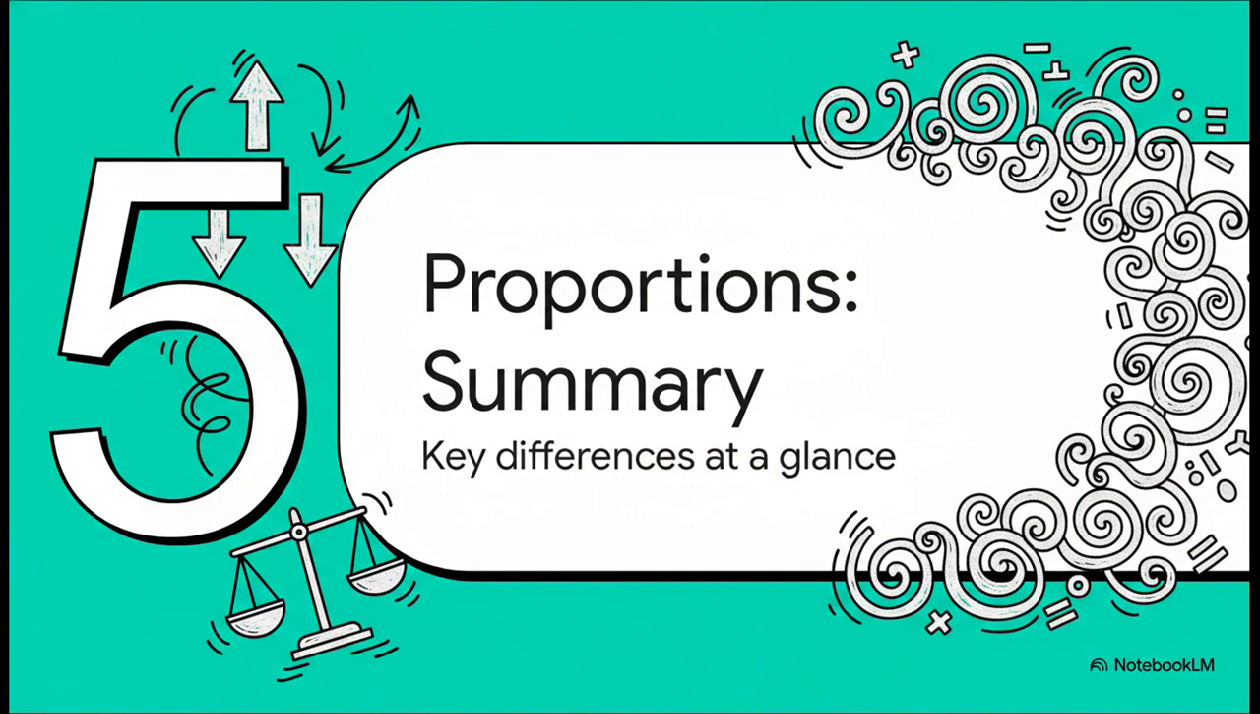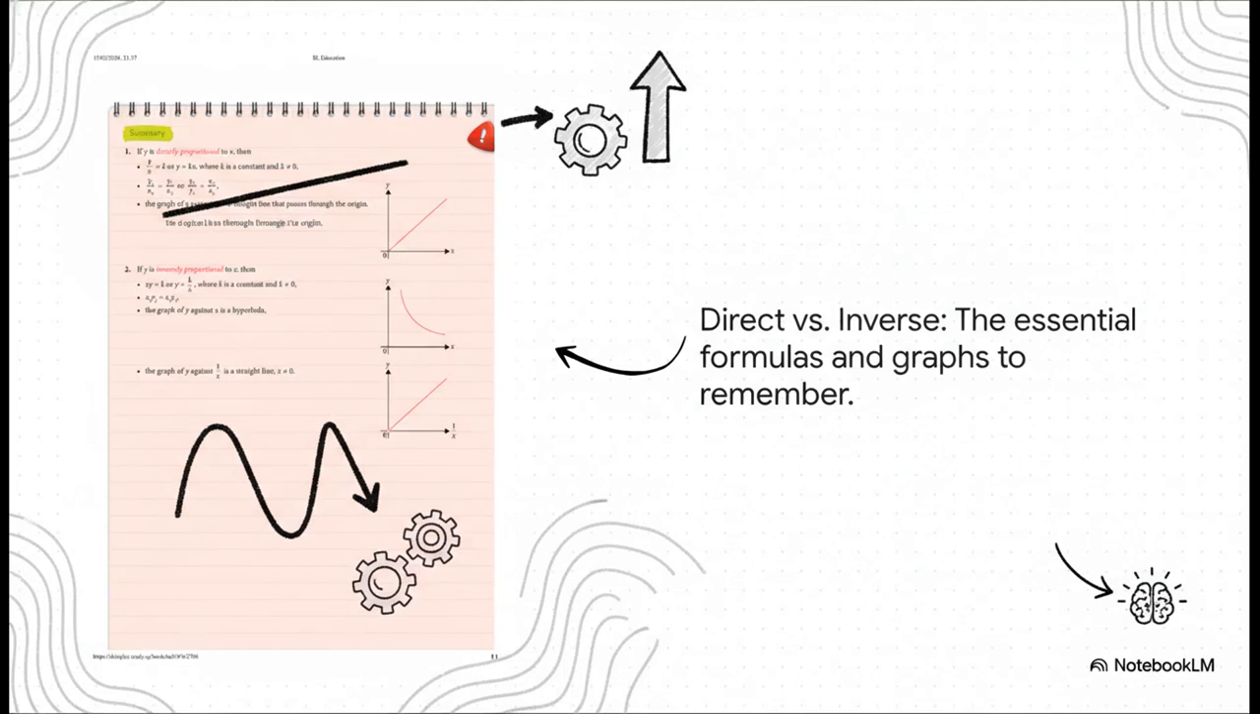Wow, we've covered a lot of ground today, so let's bring it all together in our final section with a really clear summary of the key differences you need to remember. Okay, this right here is the core takeaway. For direct proportion, think y equals kx. That gives you a straight line through the origin. For inverse proportion, think xy equals k, and that gives you that cool, swooping curve.